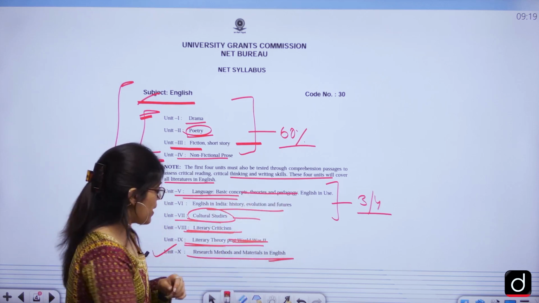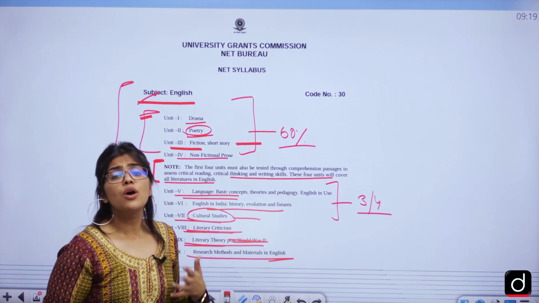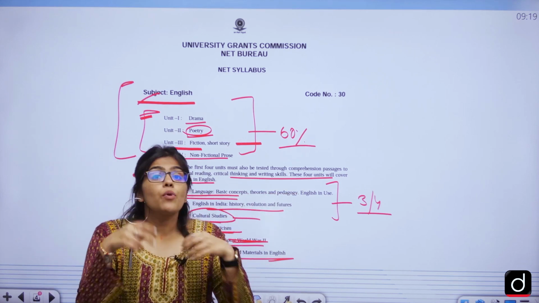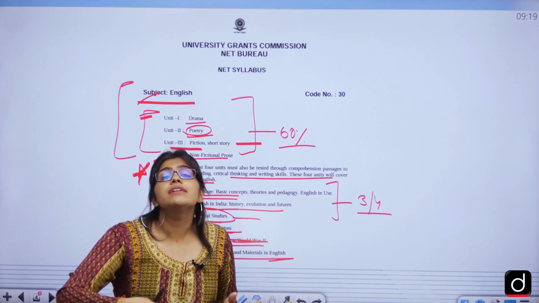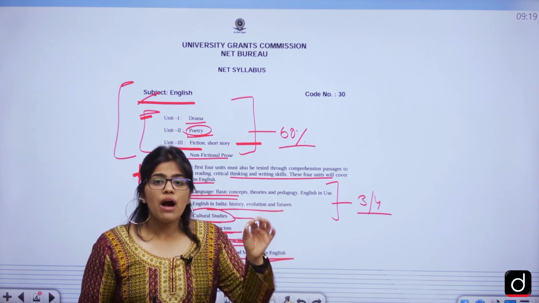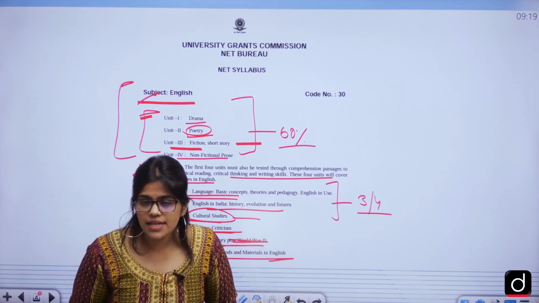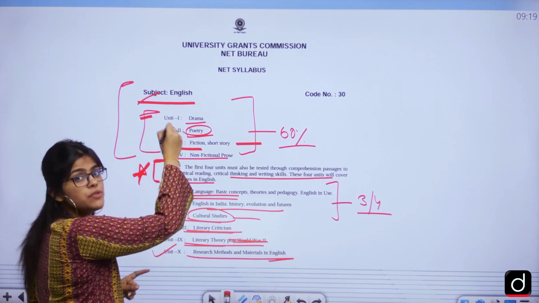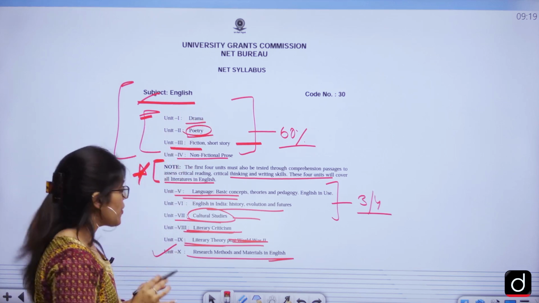So your theories and pedagogy is a section which they are asking questions from. So Pidgin, Creole, and all of these things, what are registers? These are repeated questions that they are asking. If you have one good source to study these things from, then your life is sorted here. But you need to do in-depth study from these 4 units, right?